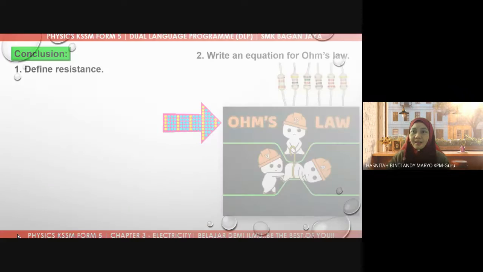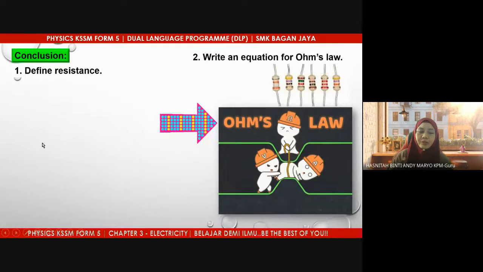Okay students, so we have come to the conclusion for the first experiment. Students, define resistance. If you want to understand resistance, you can look at the simple simulation here. V is potential difference, A is current, and this is the symbol for resistance. So what is resistance, students? Can you write something from this short simulation shown here? Any idea how to write resistance?